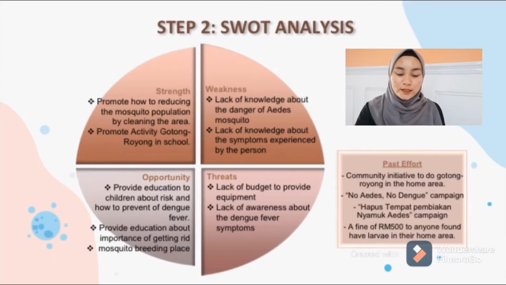Next is the SWOT analysis. First is strength. Promote how to reduce the mosquito population by cleaning the area. Second, promote activities such as gotong royong, art contests, and opening exhibitions at schools to educate students about the Aedes mosquito. Third, provide education regarding dengue fever awareness.